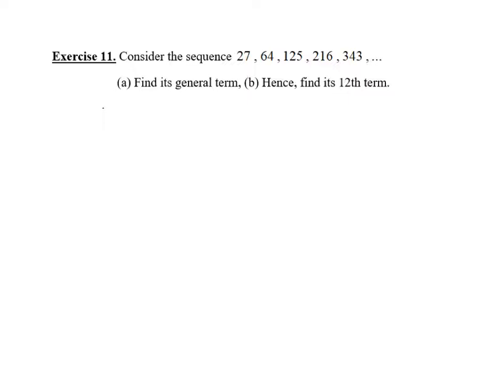Exercise 11. Consider the following sequence. Oh, the numbers are also big. I'll start with the number 27, 64. 27 looks very familiar. And all these numbers are increasing by a very large amount. So probably I should not be looking at a common difference. Instead, I should be looking at either perfect square, perfect cube, or even power form.